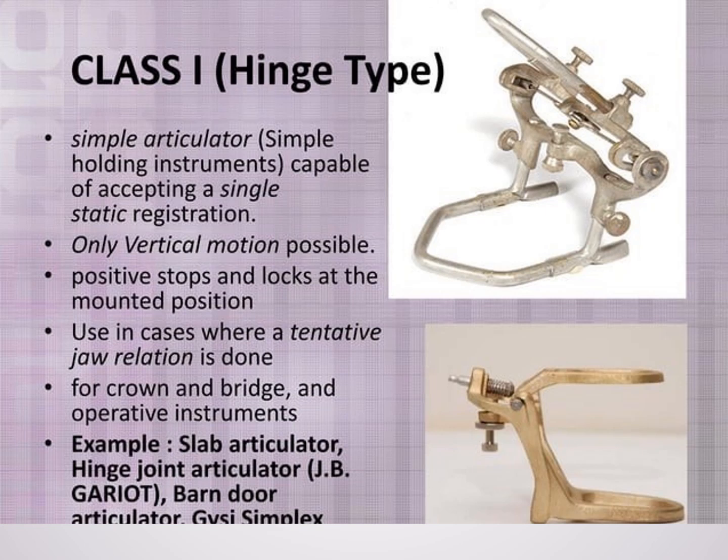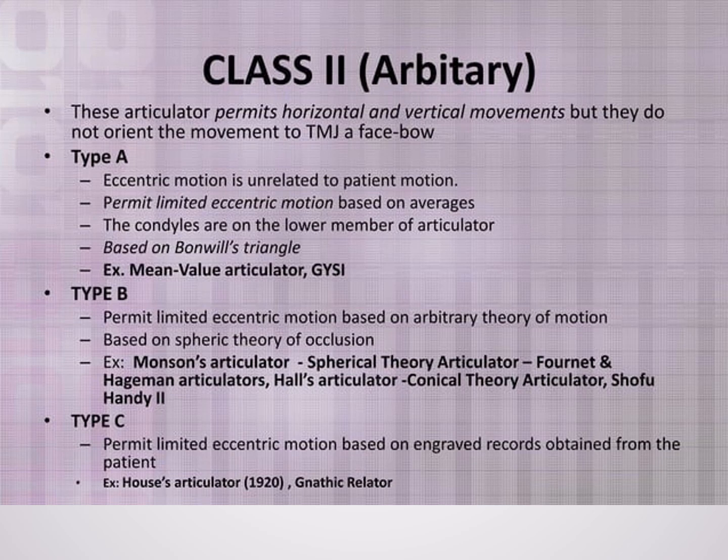They just hold the cast in the upper and lower compartments, so they have only vertical motion. The positive stops and locks at the mounted position are available. They are used in cases where the tentative jaw relation is done, so for crown and bridge cases and operative instrument, it can be used. The examples are slab articulator, Gysi simplex, Brandau articulator.